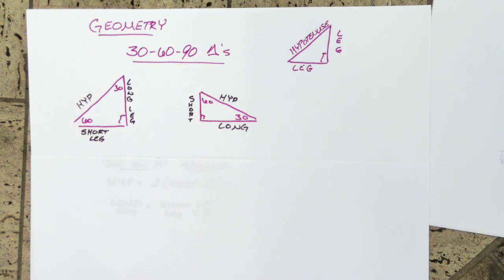So let's look at our relationships and how they... Oh, shoot. Knocked something over. My bad. We'll look at our relationships and then use them to help us find missing pieces in these triangles.